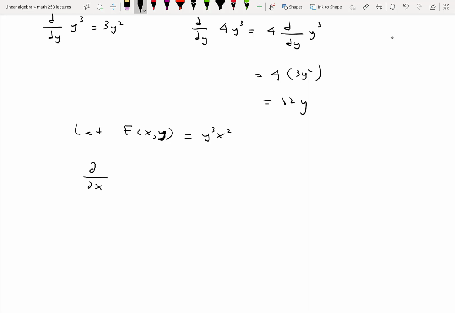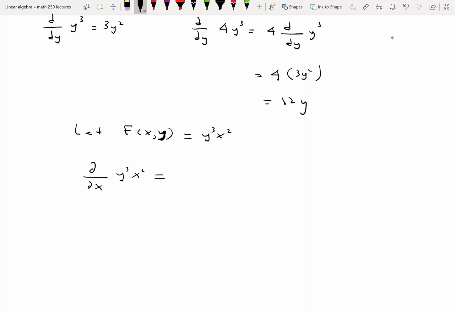not d over dx, but this symbol over this symbol x, and then I'm going to write of y cubed x squared. This means I'm taking the derivative with respect to x, just like before with the regular d. It means a derivative with respect to x, but it also means that I'm holding every other independent variable constant. There's only one other independent variable. That means I'm taking the derivative with respect to x and I'm holding y constant.